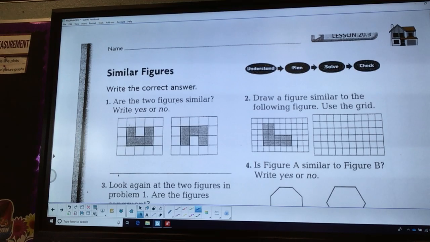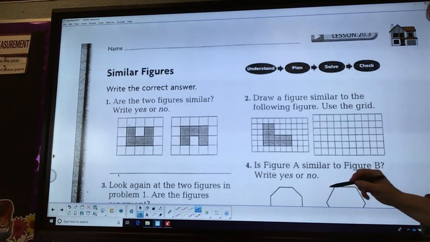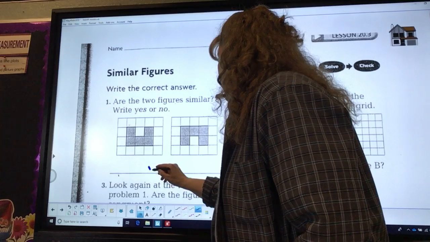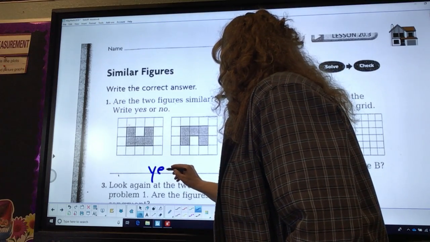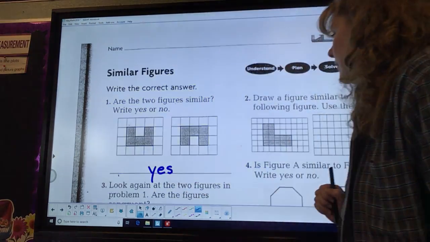the same shape. So what's our answer on here? Are the two figures similar or no? Our answer is yes, they are. And these two also happen to be congruent.